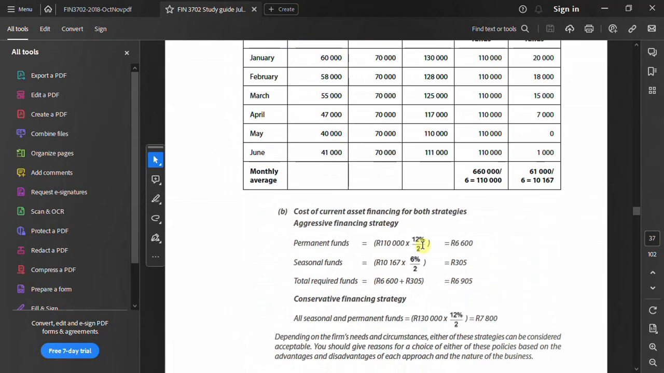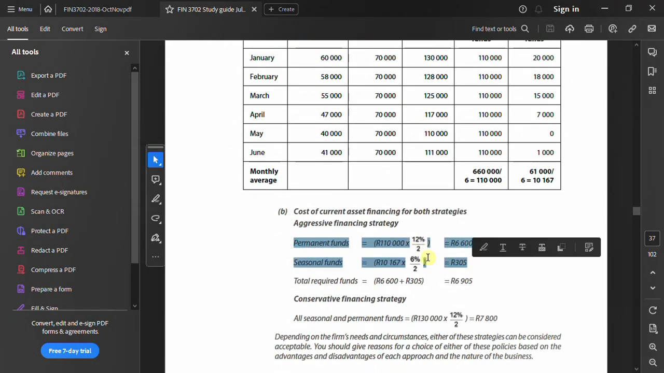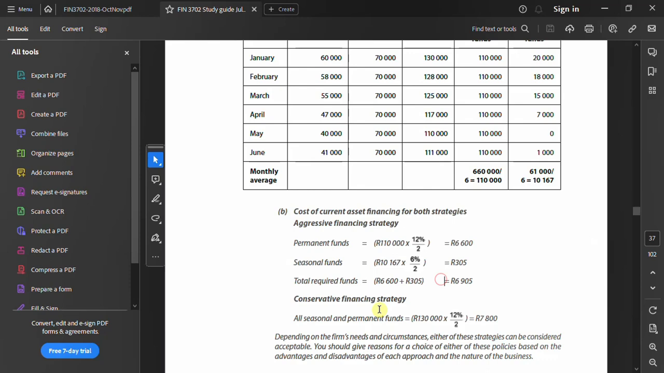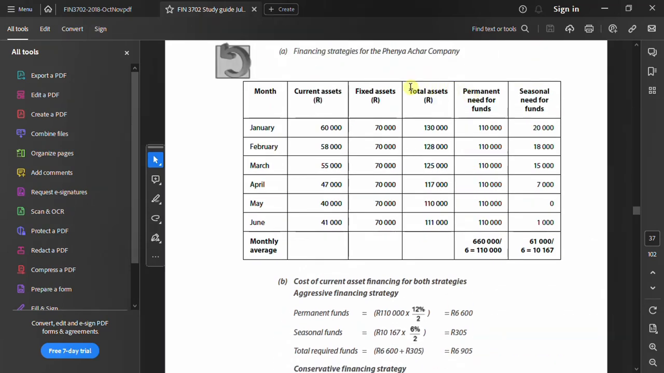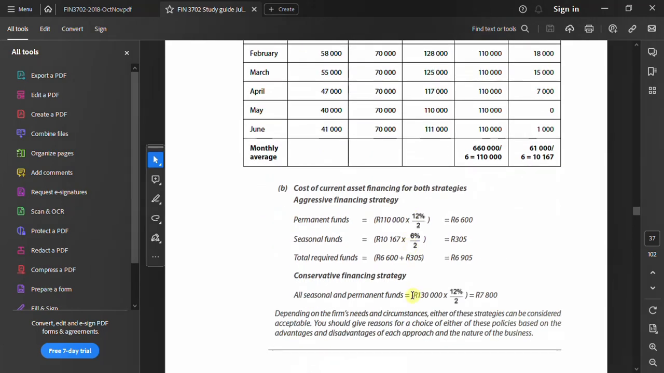So 130 minus 110 is 20, same as what we just did. And then notice I divide by 6 because it's the number of months. Right, one month was 0 because of the permanent. So yeah, this is fine. And then the permanent funds, seasonal funds.